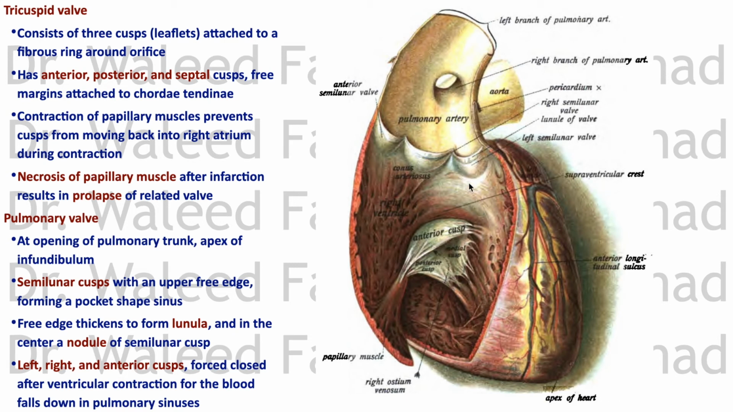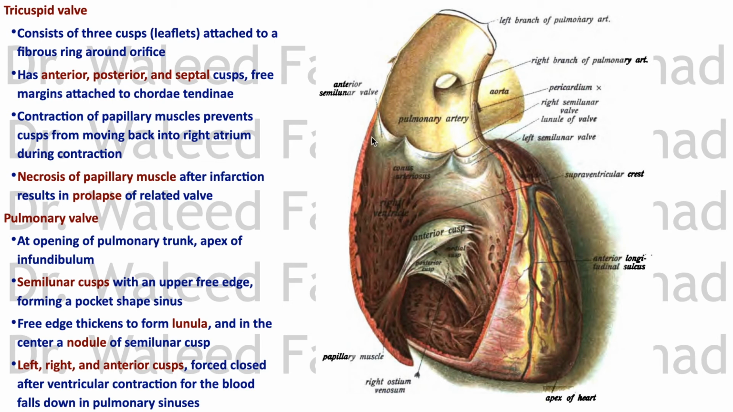The pulmonary valve has a different story. It's not connected to papillary muscles. It's simply three pockets, and this arrangement we call a semilunar valve. Three pockets. Each pocket has a free edge. This free edge is thickened to form the lunule of the cusp, and at the middle there is a nodule on the lunule. Why is the nodule there?